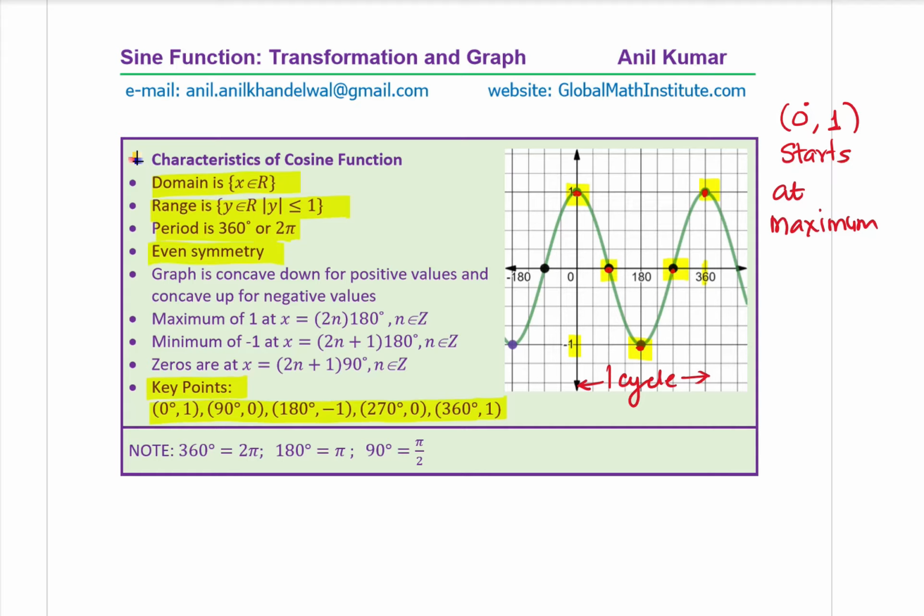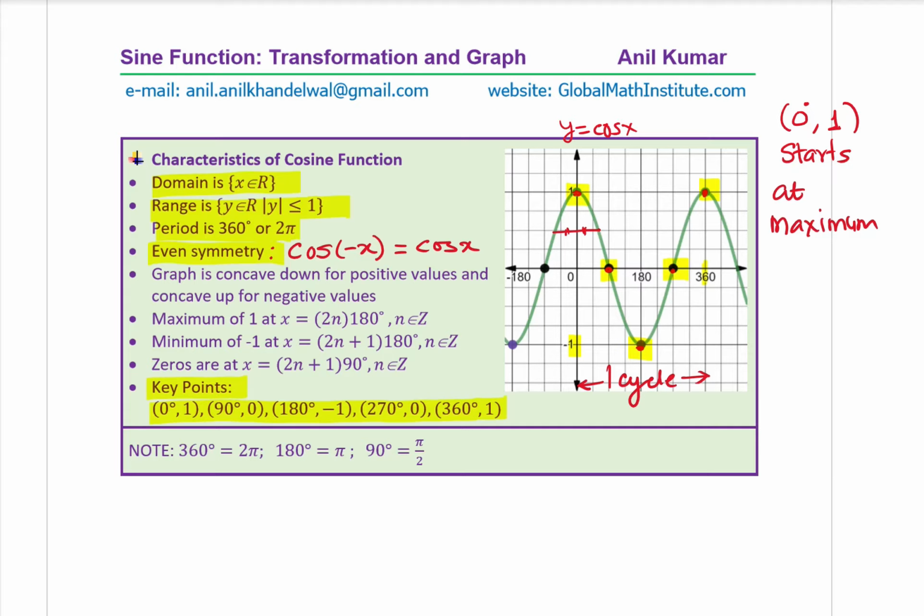It has even symmetry. Just try to understand this term, even symmetry. Even symmetry really means that cos of minus x is equal to cos x. On the graph, you will find that this is symmetric about the y-axis. Symmetric means that we have points on either side of the y-axis which are same distance away as shown here, right? So that is what is even symmetric.